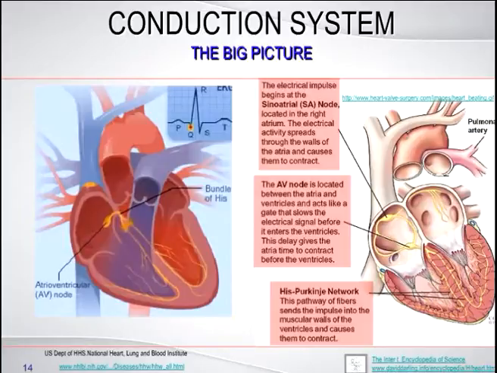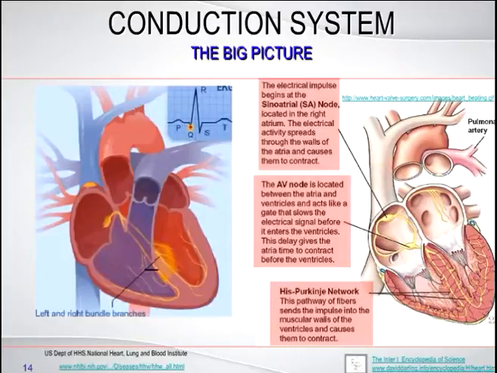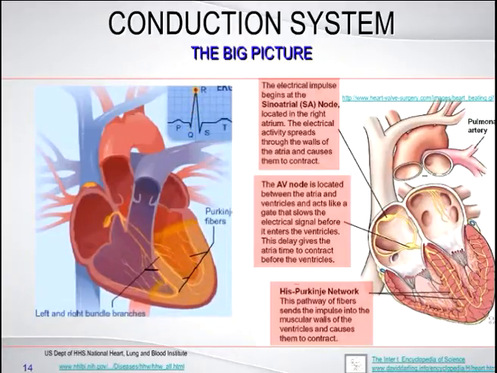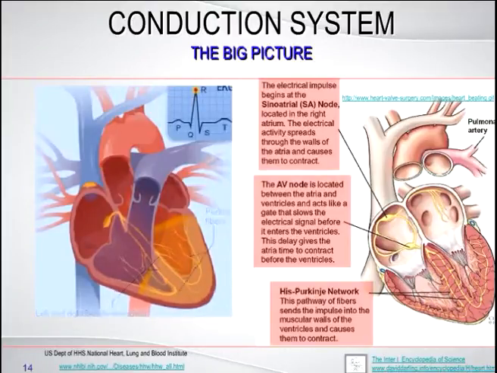From the bundle of His, the signal fibers divide into left and right bundle branches which run through your heart's septum. On the EKG, this is represented by the Q wave. The signal leaves the left and right bundle branches through the Purkinje fibers that connect directly to the cells in the walls of your heart's ventricles. The signal spreads quickly across your heart's ventricles.